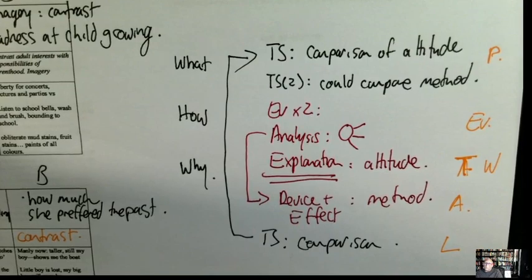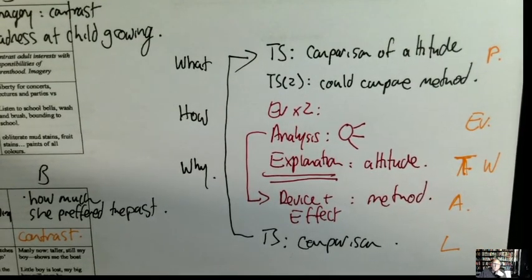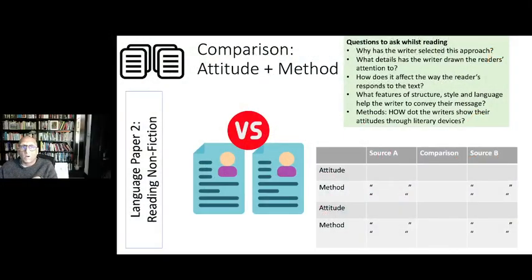The key thing you've got to remember for this question is you've got to plan the question. If you don't plan the question, you're not going to get very far. So what you're doing is you're asking yourself while you're reading, why has the writer selected this approach? What are the details the writer wants you to pay attention to? How does it affect the way the reader responds to the text? What features of the text? I wouldn't personally, this is AQA's advice, I personally wouldn't go for structure. I'd be looking for language. How does the writer, sorry for the typo, how does the writer show their attitudes through literary devices?